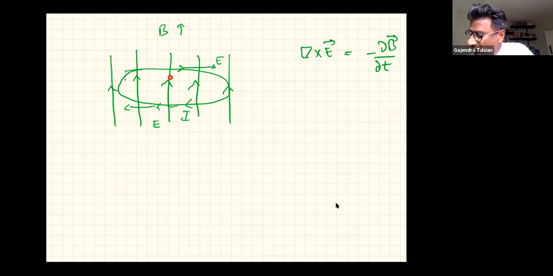Changing magnetic fields, time varying magnetic fields, inducing an electric field. Okay, so that's the chapter, and let me show you some simulations now.